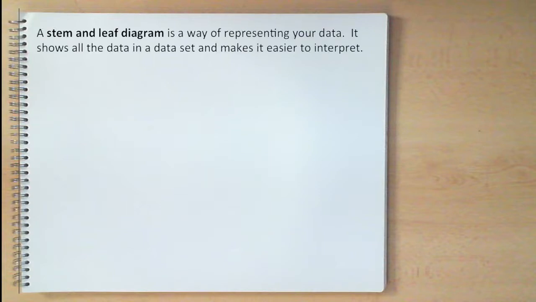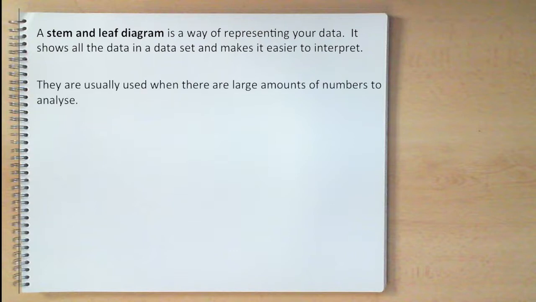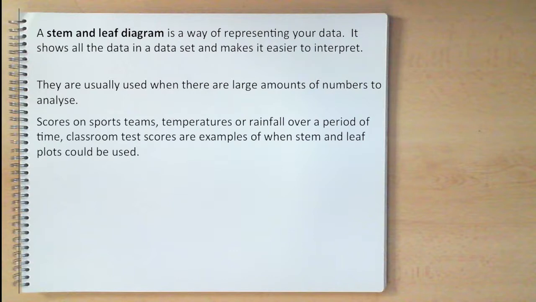A stem and leaf diagram is just a way of representing the data. It enables you to show all of the data that you have and makes it a little bit easier to interpret. They're usually used when there are large amounts of numbers to analyse. It just makes things simpler to write down on a piece of paper and look at. So scores of sports teams, temperatures, rainfall over a period of time, and test scores, as we've already looked at, are all examples of when stem and leaf plots could be used.